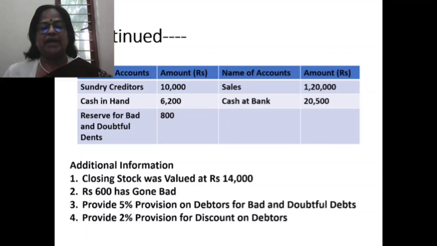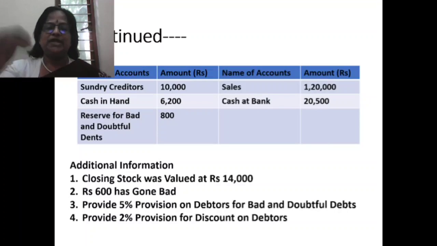600 has gone bad. That means you have to debit it to profit and loss account and subtract it from debtors. Provide 5% provision for debtors on bad and doubtful debts. First, 20,600 is the debtors value given. 20,600 minus 600 is 20,000, and you will calculate the 5% provision for debtors on that.